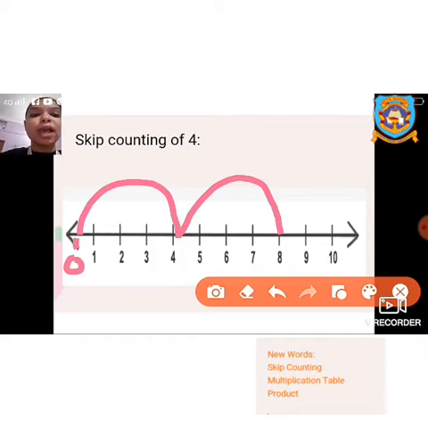4 times I have skipped a number and then I have landed on a number. So from 0 I have started, I got on 4. Again, from 4 I have started. Again I have landed on 8. So this is how skip counting is done on a number line for the number 4.